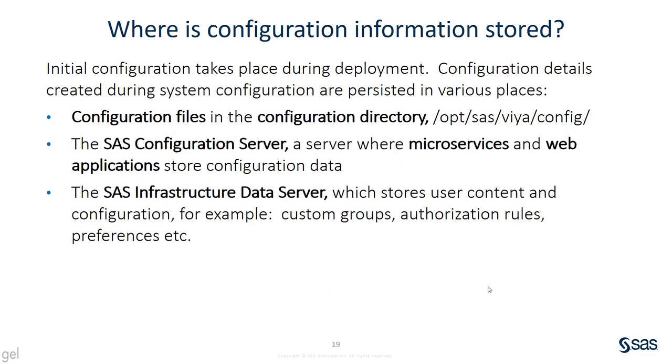So in terms of configuration, you're probably all familiar with SAS 9.4, where configuration was in Management Console and configuration was on the file system. We have similar things going on with Viya. We have configuration files in a configuration directory on the file system on the machines. We have a SAS configuration server within Viya, which stores configuration for microservices and web applications. And then we also have the SAS infrastructure data server, which stores user content and configuration, things like custom groups and authorization rules and preferences and things like that. So configuration is stored in multiple places.